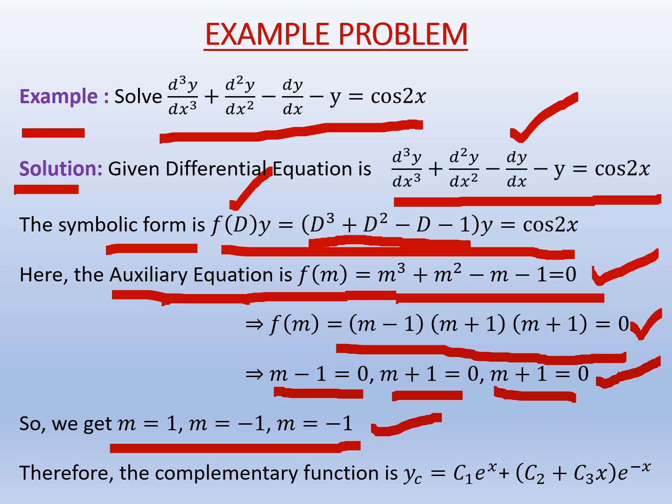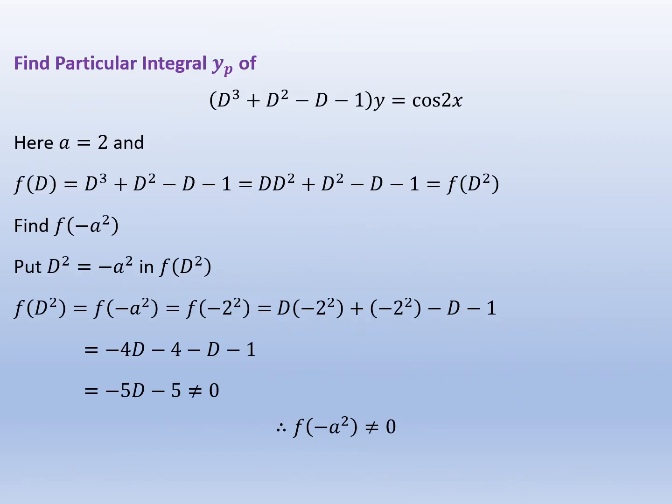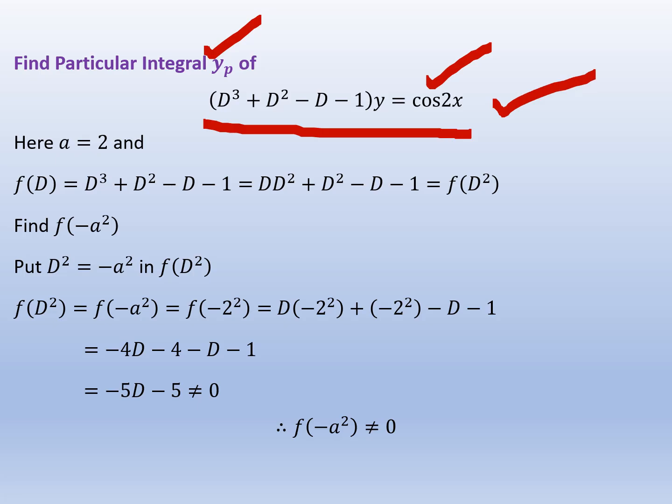Thus we have yc equals c1 times e power x plus c2 plus c3 times x of e power minus x. We know that our differential equation is a non-homogeneous linear differential equation with non-homogeneous term cos 2x. So we find the particular integral yp for the given equation. Here we observe our a value is 2. So we can take a equals 2.